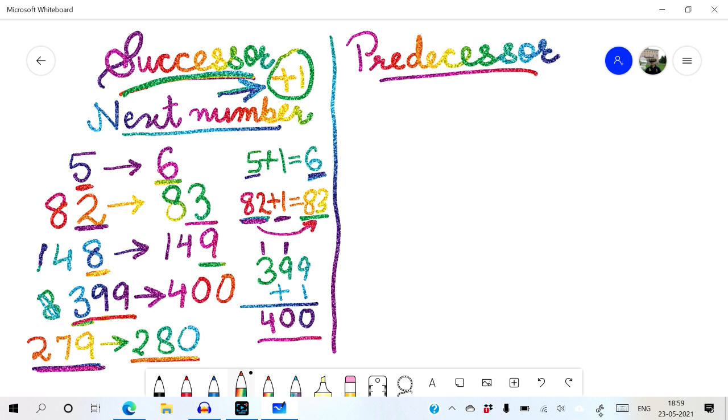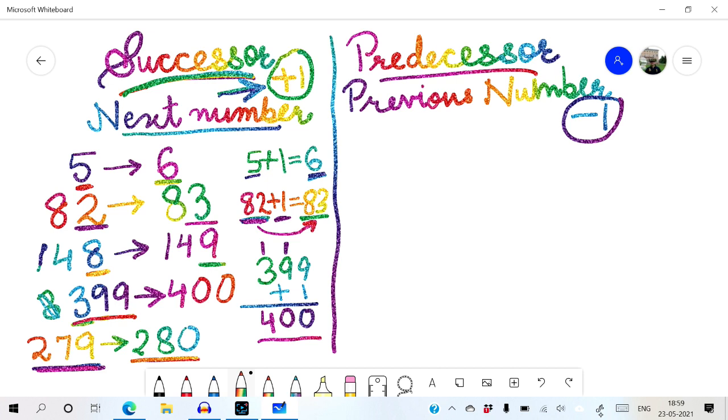Okay, now predecessor. Predecessor means the previous number. The number which has come before. In smaller classes, we used to say before and after. Now we are senior. So we are saying successor and predecessor. For predecessor, we have to subtract 1 from the given number. For successor, we had to add 1 to the given number. For predecessor, we have to subtract 1 from the given number.